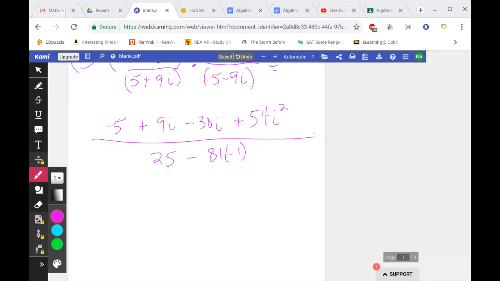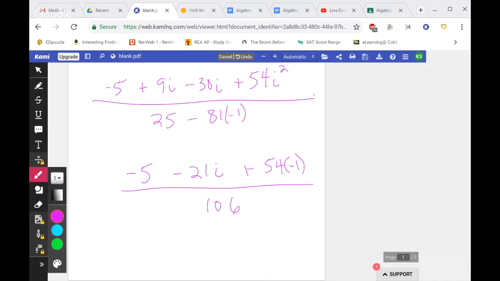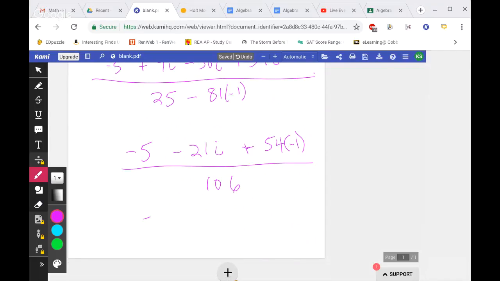Okay. So now I'm going to combine like terms on the top. So I've got -5, and then a positive 9 combined with a -30 is going to be a minus 21i plus 54 times a -1. And then the bottom is going to be 25 plus 81, because a -81 times a -1 is plus 81. So that's going to give me 106 for my denominator. And now I'm going to finish simplifying my numerator, which 54 times a -1 is a -54. So a -5 combined with a -54 is a -59. That's my real number.